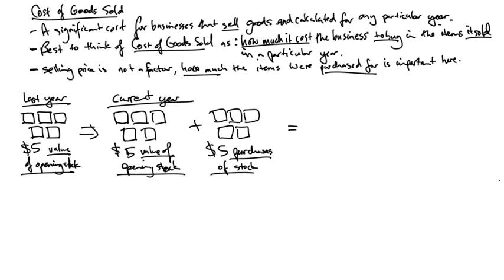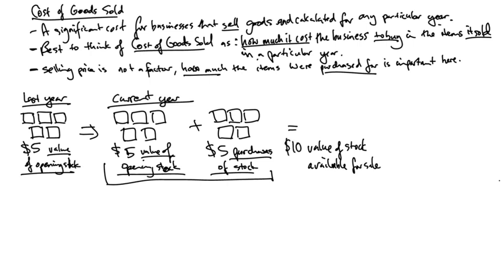This total of things that he's brought in for the current year is known as the value of stock available for sale. And what is it? It's $10 value of stock. Why? Because each of these 10 things that he either started off with at the beginning of the year or brought in cost him $1 each. So you have $10 value of stock that he is able to sell. He's got $10 worth of stuff to sell on his shelves for the year.